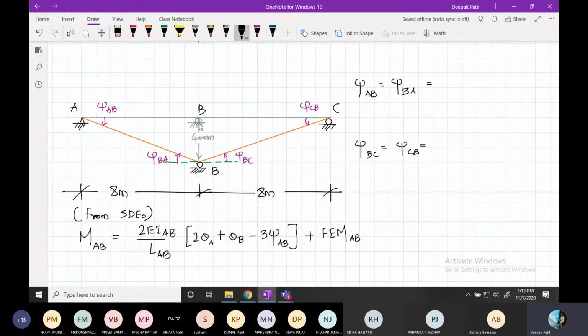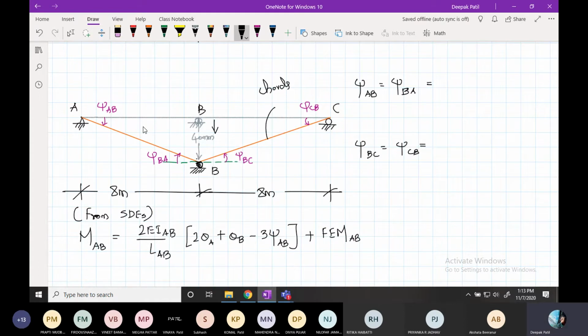So support B settles down by 40 millimeters that I have shown here. So the original support which was there originally has now come down here. It has settled down by 40 millimeters. And I have to join straight lines from A to B and from B to C. These are actually called chords.